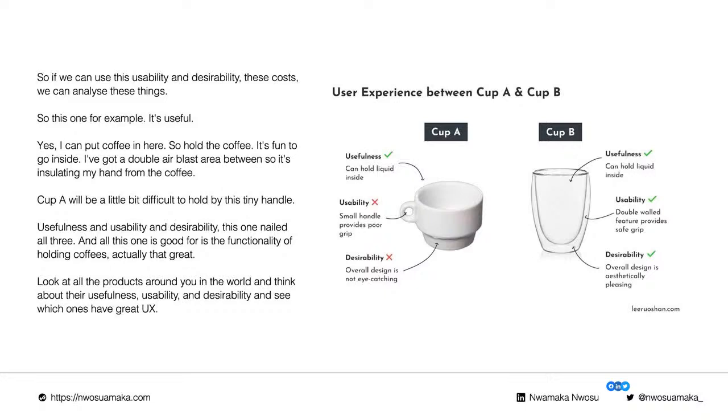And also, it's desirable because looking at cup A and cup B, if you're in a shop and you need to pick one, you definitely go for cup B because it looks desirable, it looks fine. Unlike cup A that looks fine, but then it's not giving you this feel like, yeah, I want to get it.